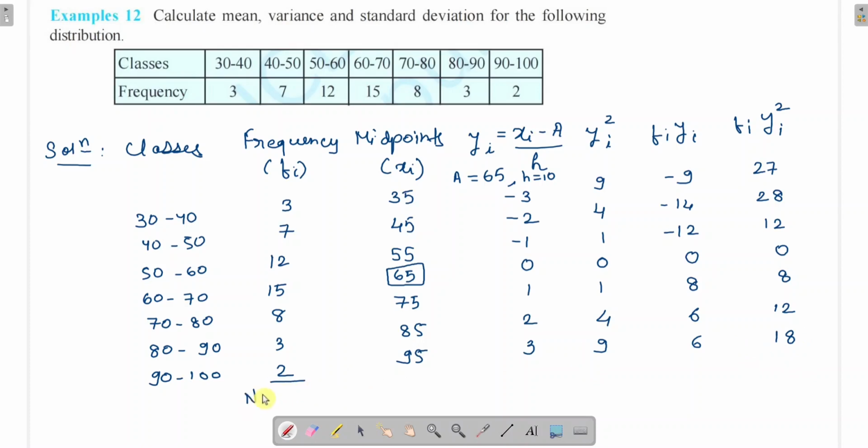So that is nothing but capital N. 3 plus 7 is 10. 10 plus 2 is 12. 12 plus 5 is 17. 17 plus 8 is 25. 25 plus 3 is 28. 28 plus 2 is 30. 3 plus 1 is 4. 4 plus 1 is 5. So capital N is equal to 50.